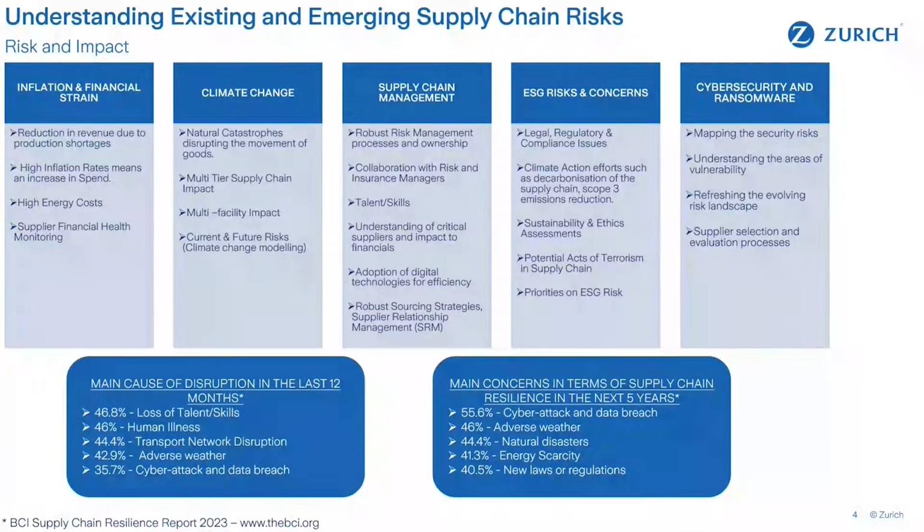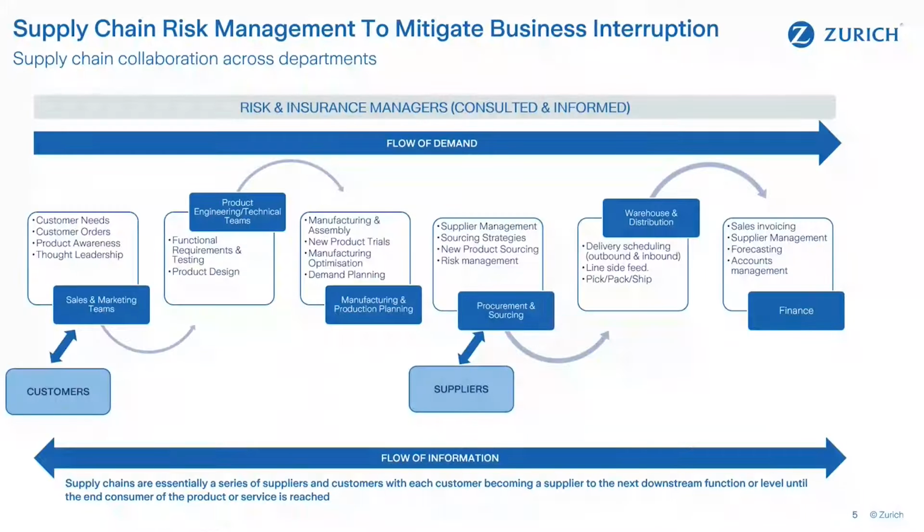And then the main concerns in terms of supply chain resiliency over the next 5 years, as organizations start to build resiliency, what are the challenges they think they will have within the organization? So cyber again features quite heavily. Adverse weather and natural disasters from a climate change perspective, the energy concerns and energy scarcity, and then again new laws and compliance that we touched on fairly briefly. Okay, moving on to the next slide.